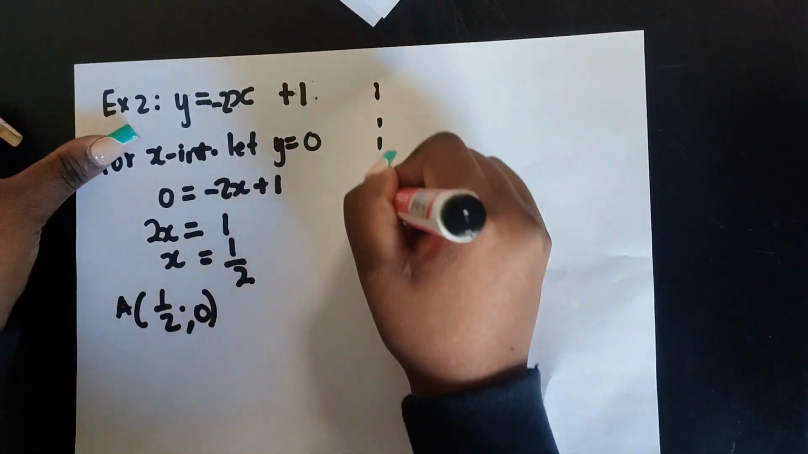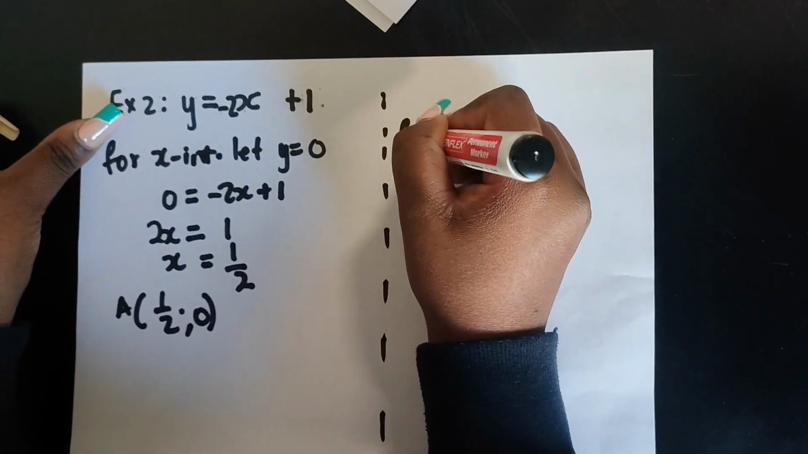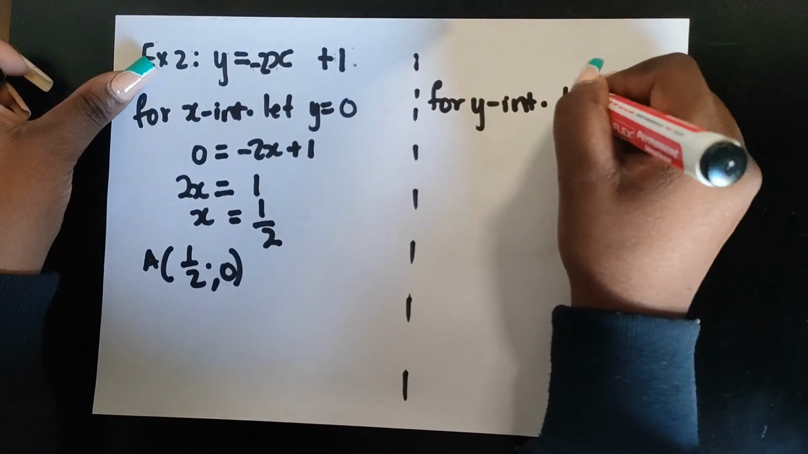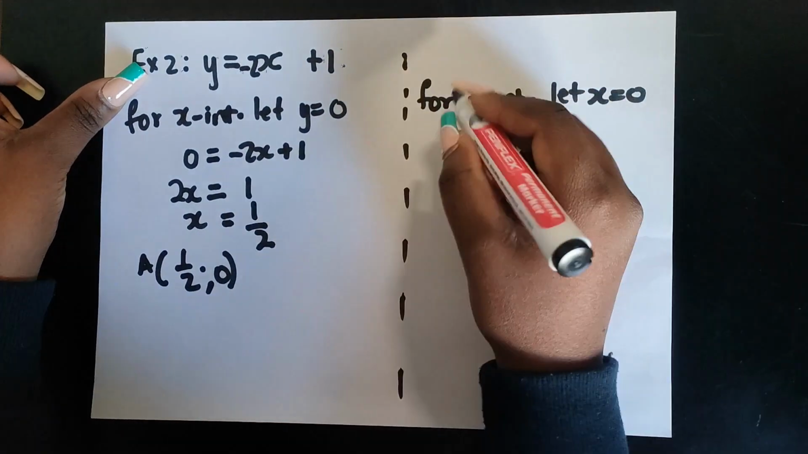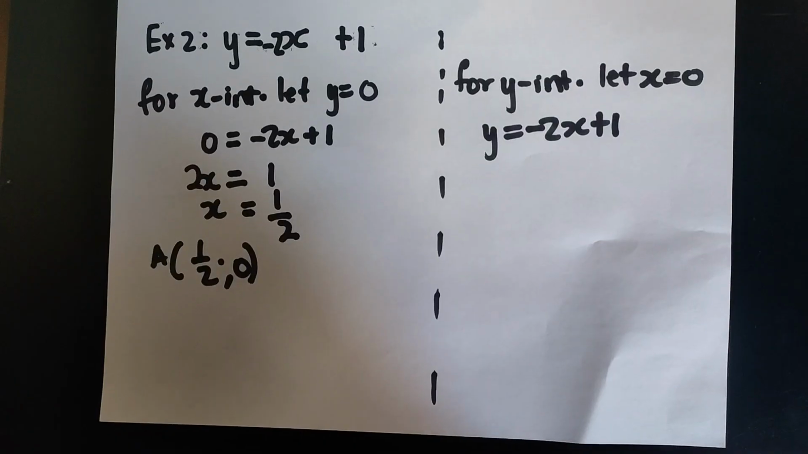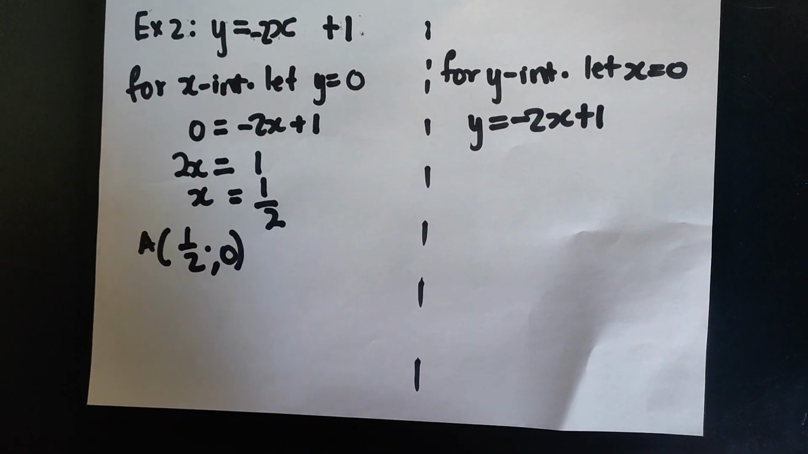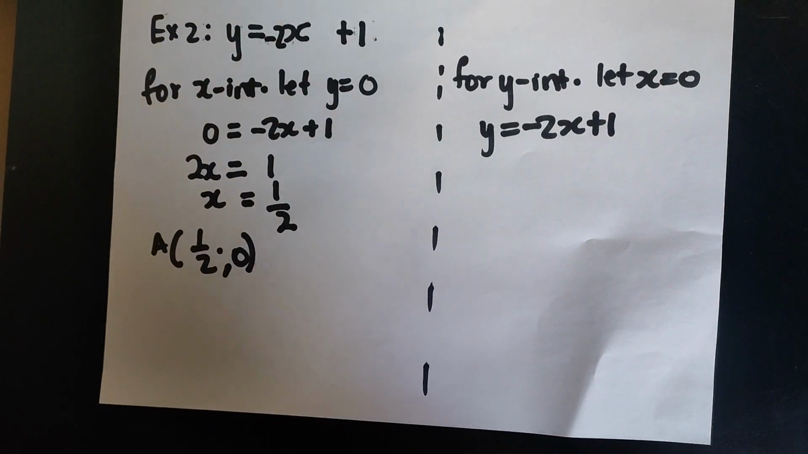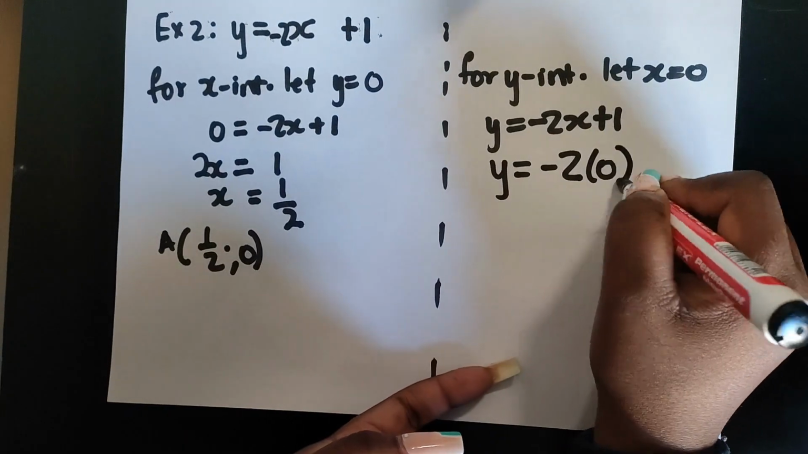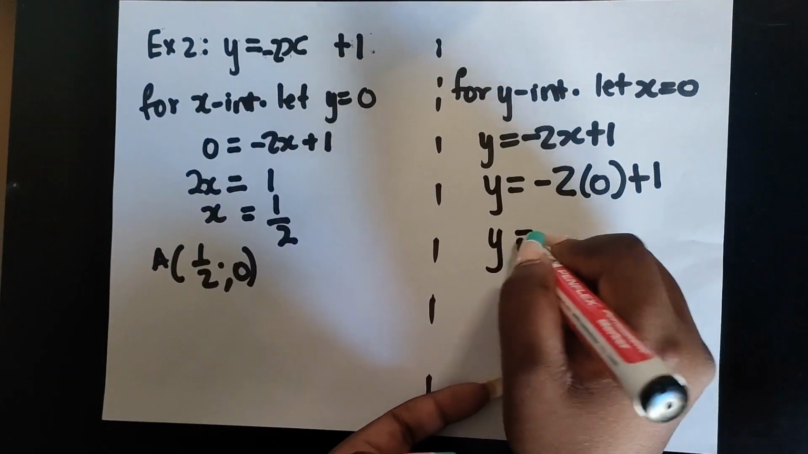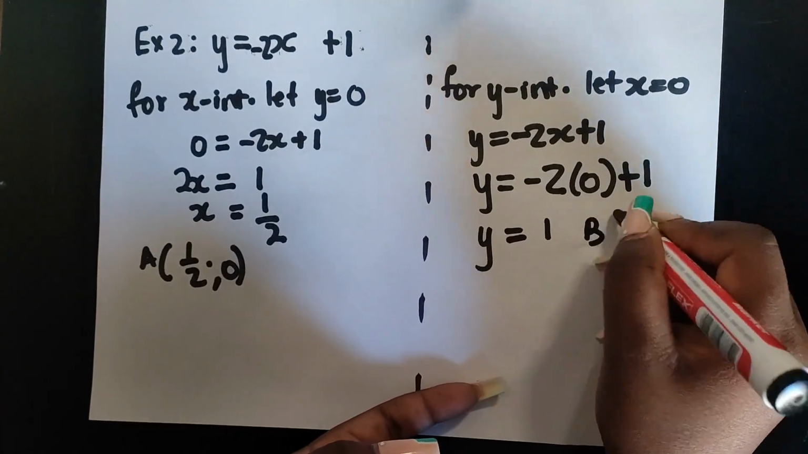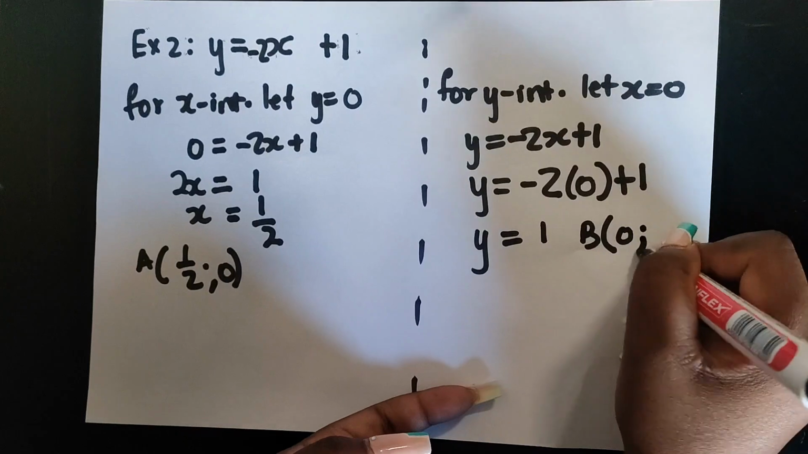Now let's do the y-intercept. Let x be equal to 0. So y equals negative 2x plus 1. Let x equal 0, so y equals negative 2 times 0 plus 1. Negative 2 times 0 is 0, so our y is 1. Therefore, our point B is 0 and 1.